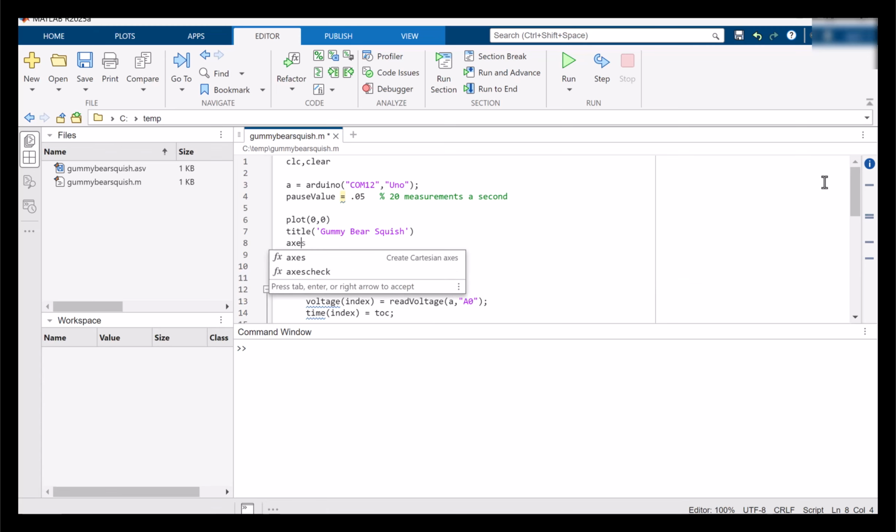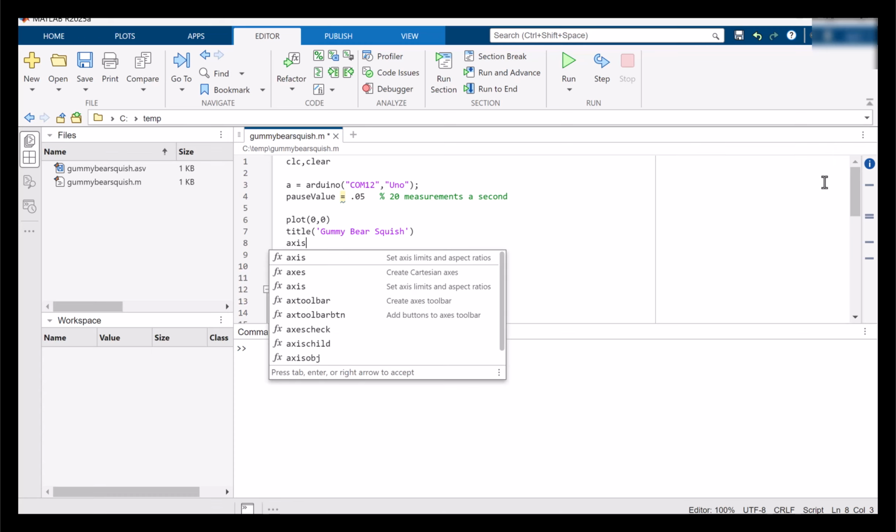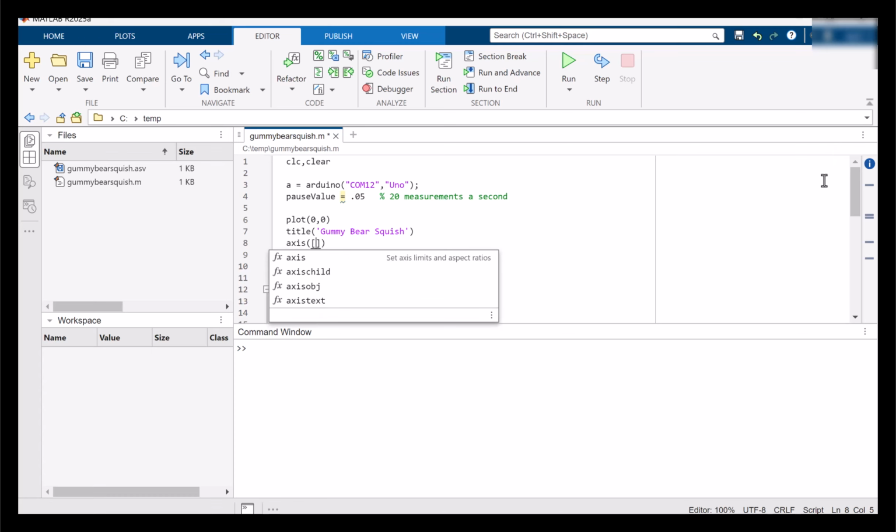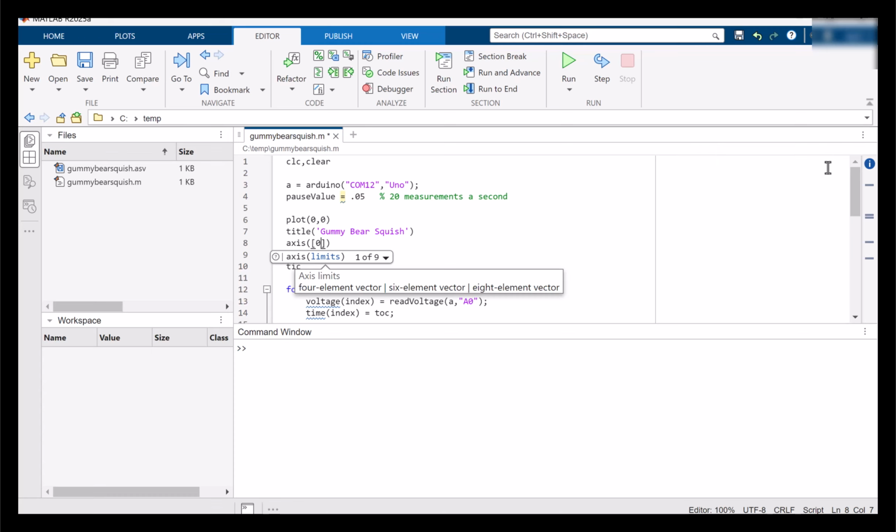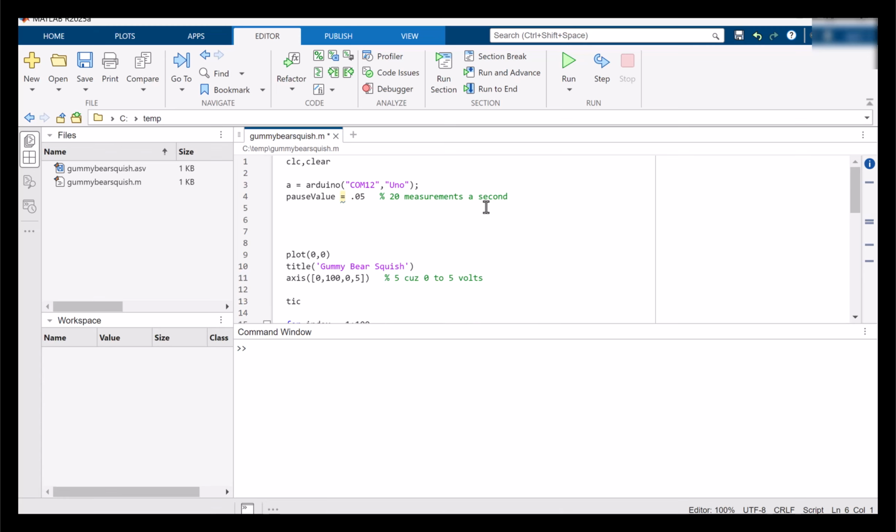And axes, yes, this is the one I want. Okay, so X limits are 0 to 100, and the Y limits are 0 to 5, and that's because I plugged it into the 5-volt thingy. So since it's the 5-volt thingy, that means I have a max of 5 that I can get out of that measurement.